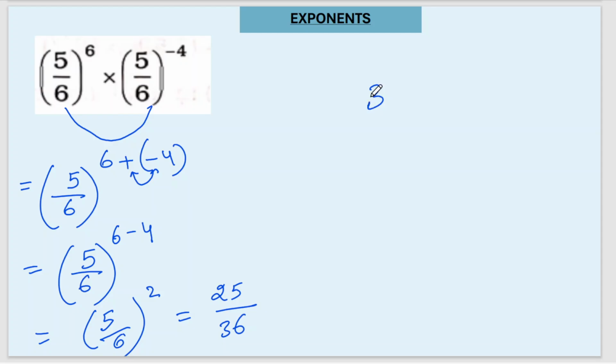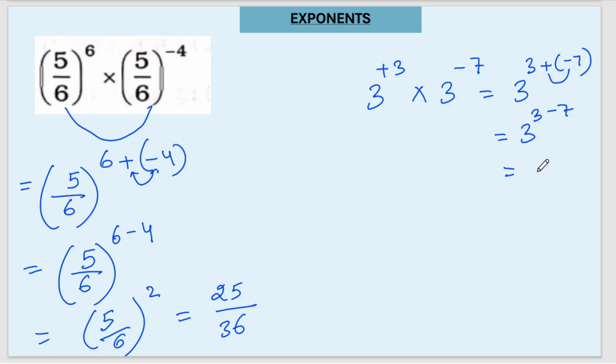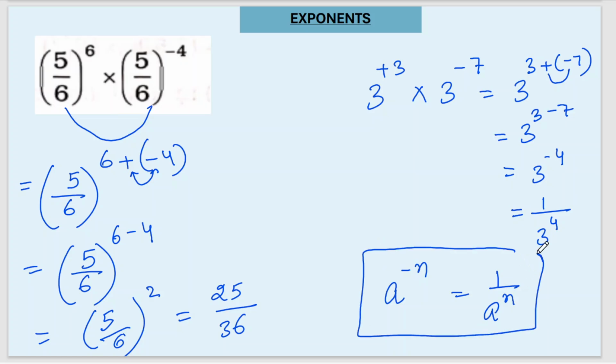Always remember, 3 to the power 3 into 3 to the power minus 7 will be written as 3 to the power 3 plus minus 7. So this can be written as 3 to the power 3 minus 7, so it is 3 to the power minus 4. Or you can write this as 1 by 3 to the power 4, because a to the power minus n can be written as 1 by a to the power n. Always remember such concepts. Okay.